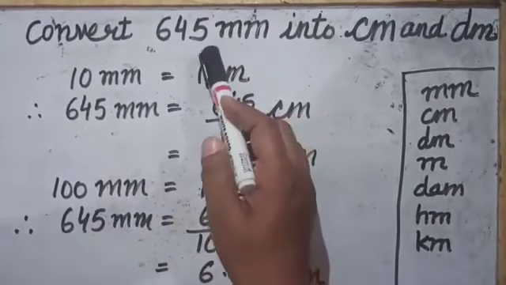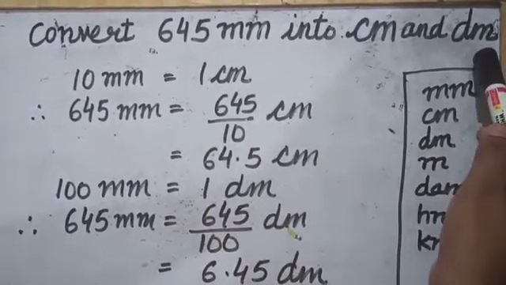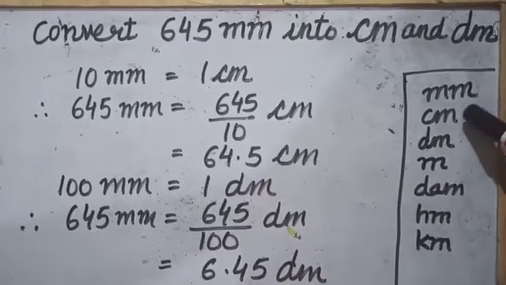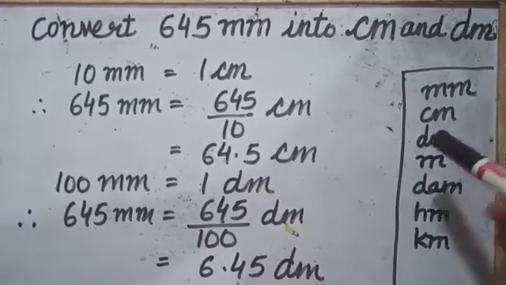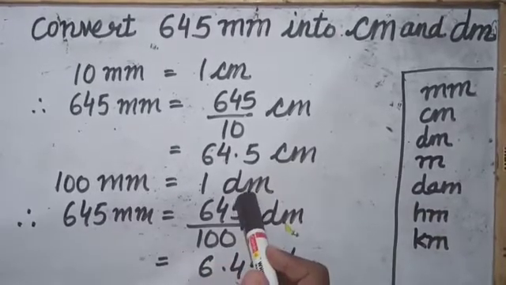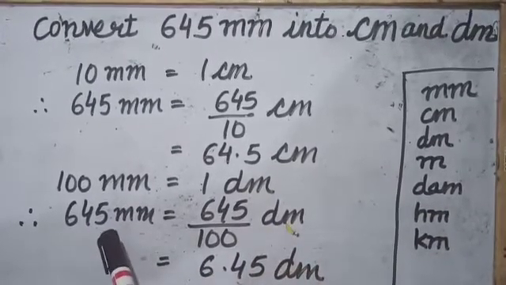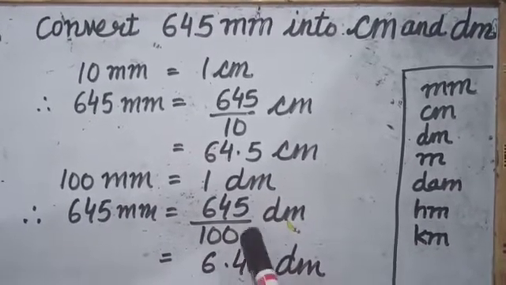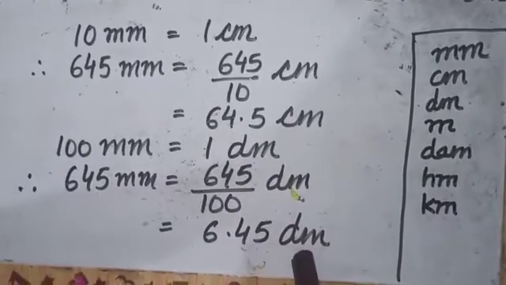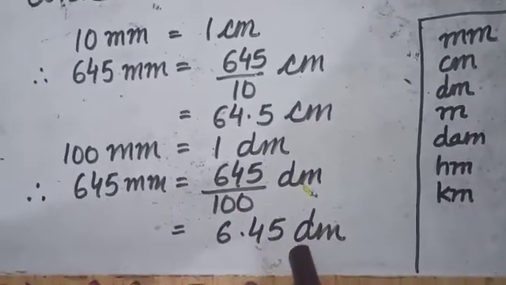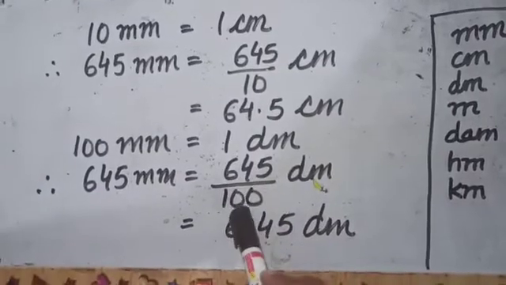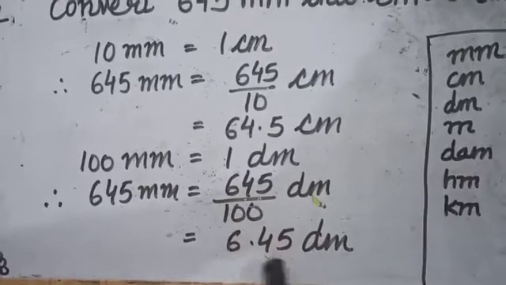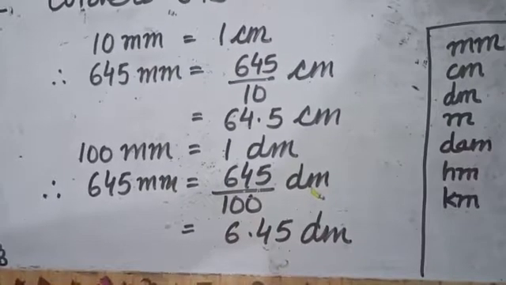Next is 645 millimeter convert into decimeter. Now you can see the table from millimeter to decimeter. How many steps we are going? 1 and 2. 2 steps, it means 100 millimeters equal to 1 decimeter. So we divide 645 millimeter by 100. So the answer is 6.45 decimeter. Why it is 6.45 decimeter? Because we are dividing 645 by 100. We shift the decimal to the left by 2 steps. So the answer is 6.45 decimeter.